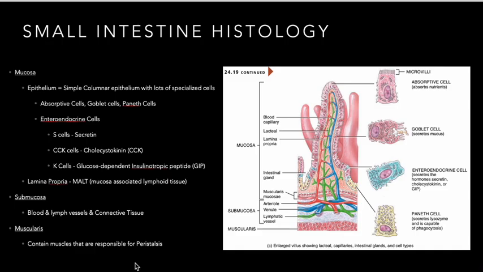So underneath your mucosa, again, is going to be your submucosa, and that's where your blood and lymph vessels are, as well as your connective tissue, anchoring this vessel down to our muscle layer, where our muscularis is. Again, we talked about our muscularis in the esophagus and the stomach. It's going to have those muscles in there that are responsible for peristalsis and actually move food through that small intestine.